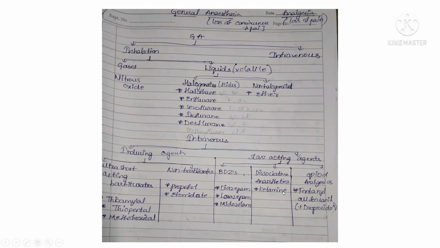Under dissociative anesthetics, we have ketamine. And under opioid analgesics, we have fentanyl compounds.